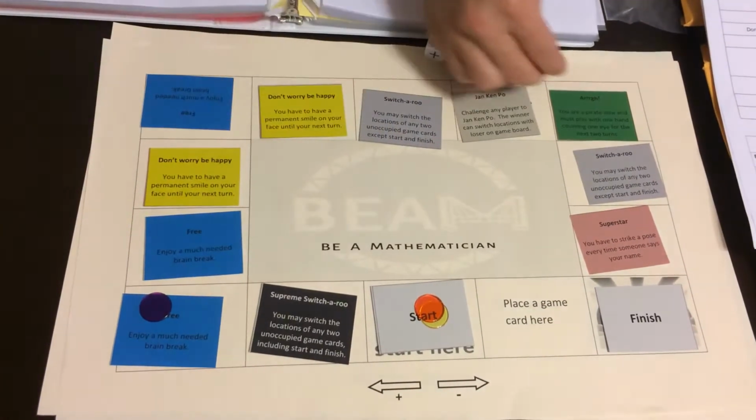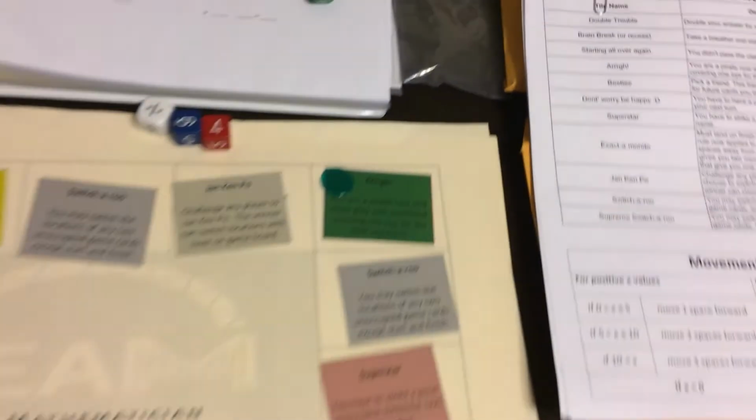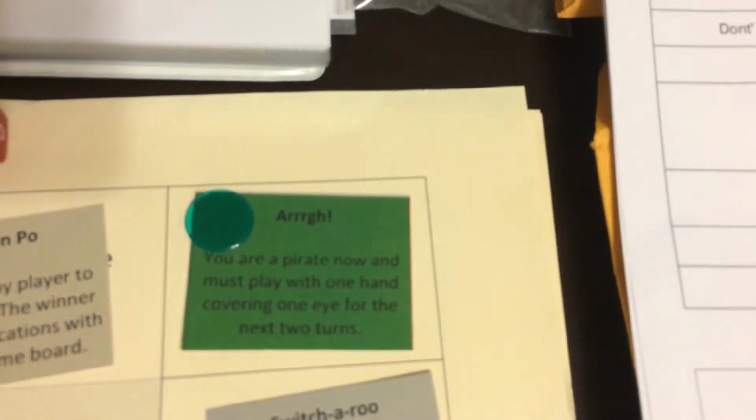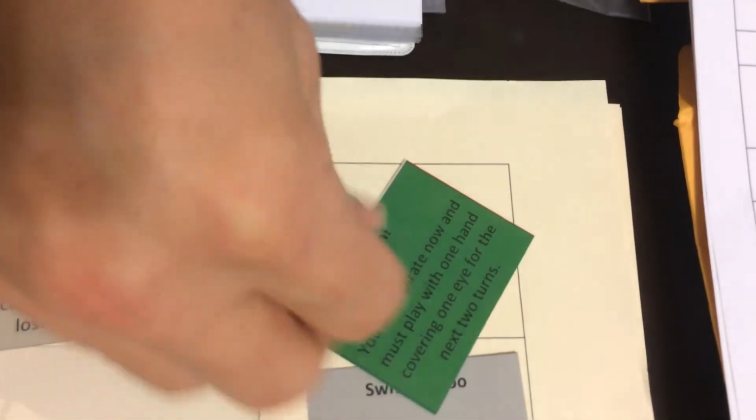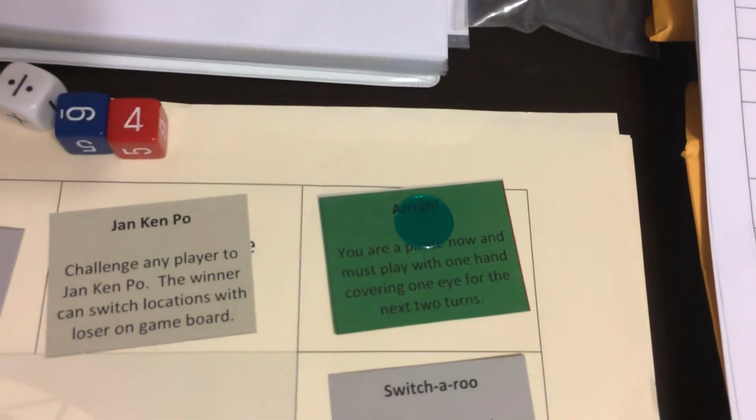For instance, if they land here, Arg, then it says that you're a pirate now, and you must play with one hand covering your eyes. So what they would have to do for the next 2 turns is sit there and cover one eye like so. And similarly, if they land on Superstar, it means they have to strike a pose. So every time someone says their name, like, oh, Jarek, then you have to give your pose. And that's how the game is played.